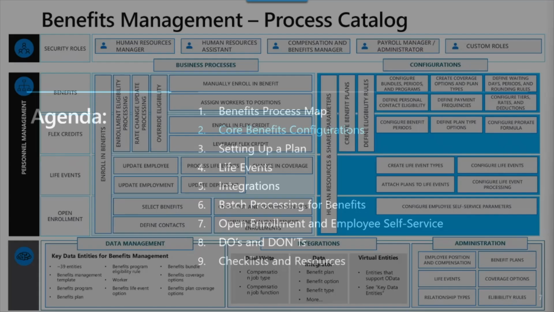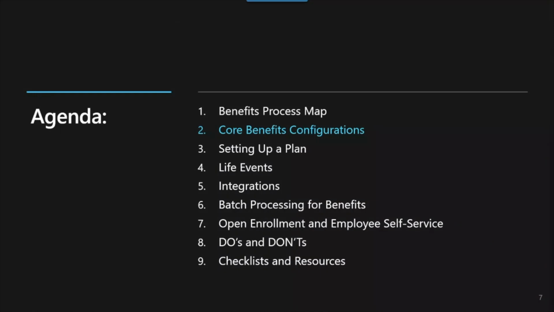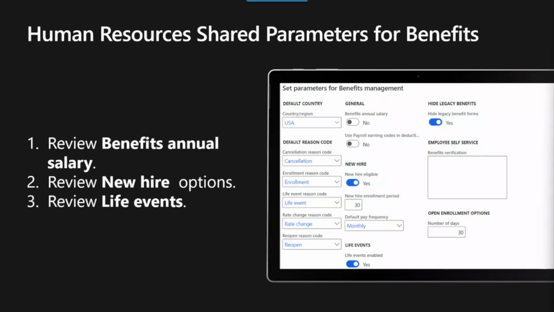Now that we've taken a quick look at the benefits process map, let's take a look at some core benefits configuration. When preparing your system for using the benefits management module, there are a few core configurations that need to be thought through. Here, we're showing the Benefits Management Parameters tab in the Human Resources Shared Parameters page. Let's start by talking about benefits annual salary.